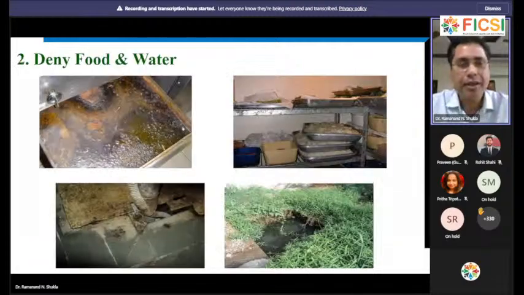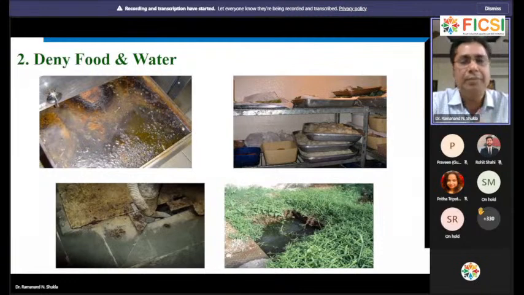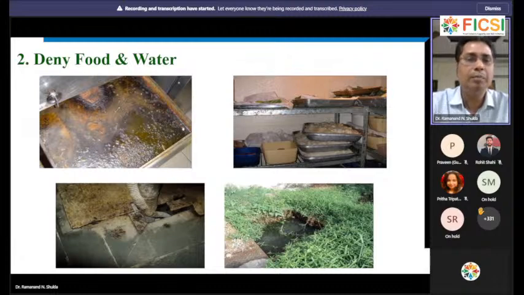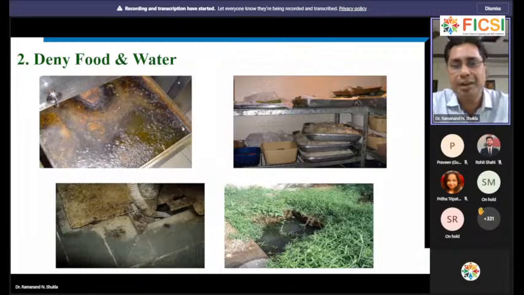Next one is deny food and water. Now you can see these are the real images. Now the first image is the tray that is below a cooler, right, water cooler. And this is usually ignored. So while we clean, we don't really bother to look at what is there down below. On the top, everything is very clean and spick and span, but underneath or behind those equipment, it becomes very difficult to see what all is there.